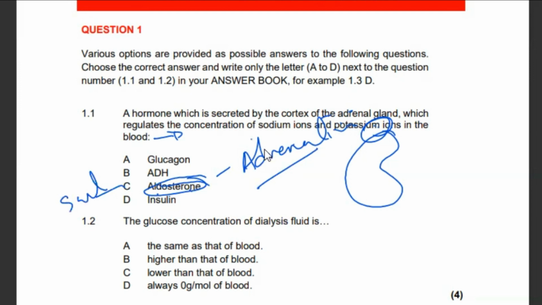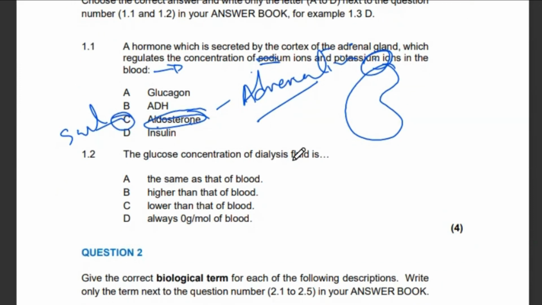So the question is asking which hormone is going to regulate salts. So the answer here is going to be this. Even if you don't know, the answer is very simple. Why? The adrenal gland only produces two hormones, adrenaline and aldosterone, and there is no adrenaline here. So the answer is just a simple answer. Then you go to the next question.